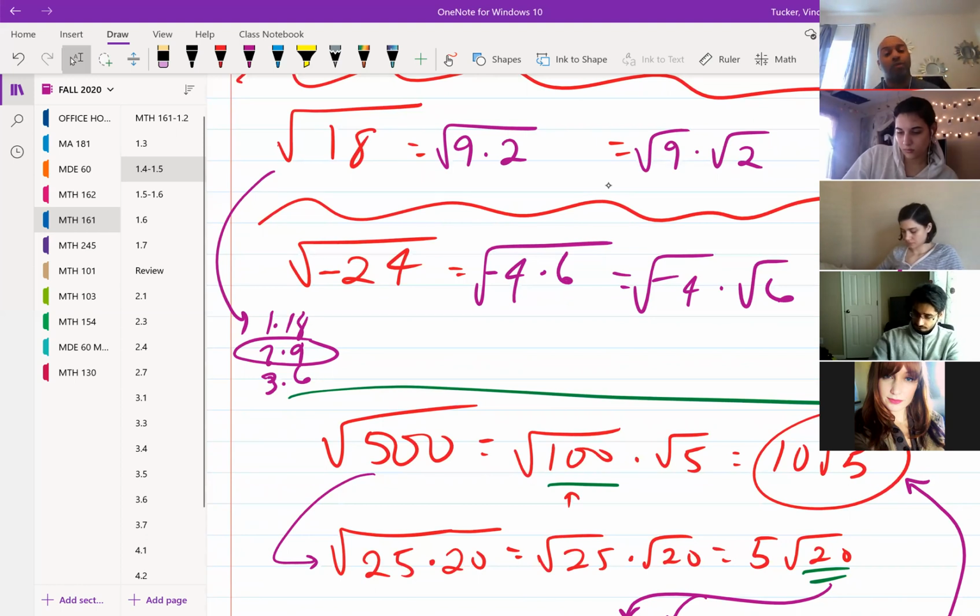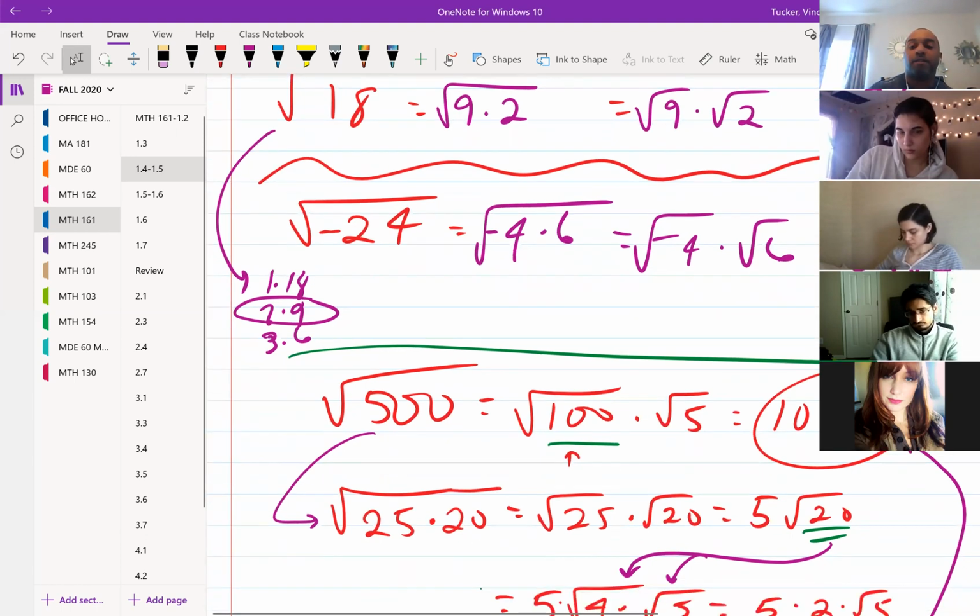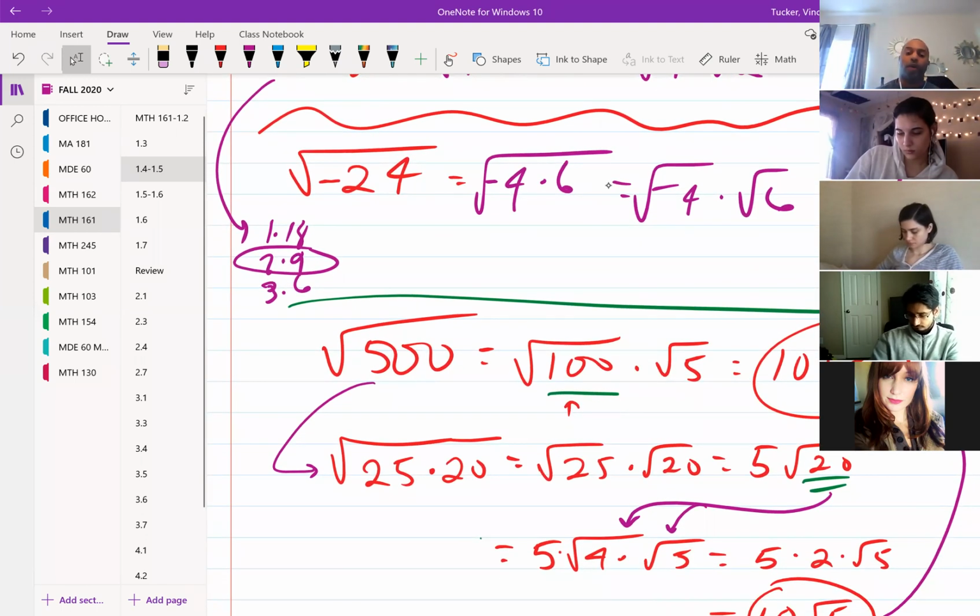Now let's say you didn't see 100. Let's say you saw 25, because you can take the square root of 25. So you will break 500 up into 25 times 20. The square root of 25 is 5, but that leaves 20 under your radical.